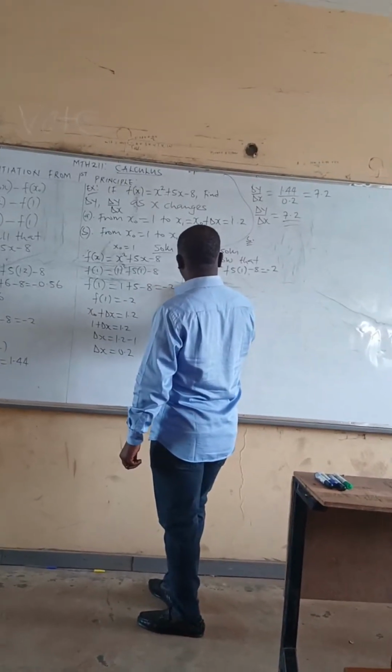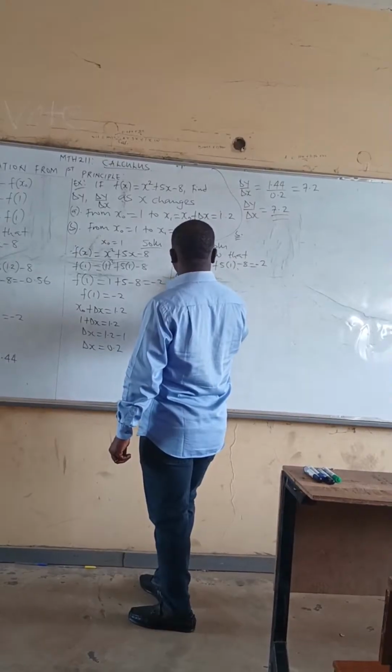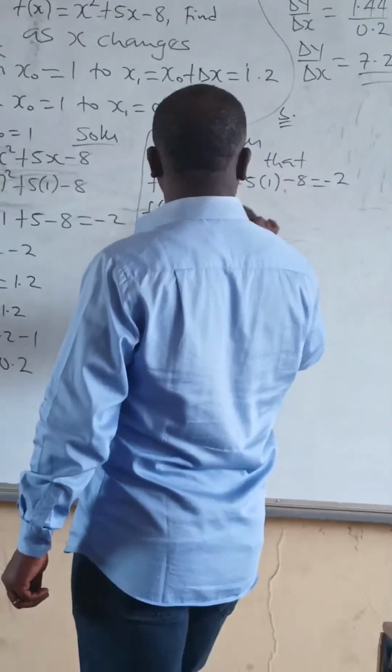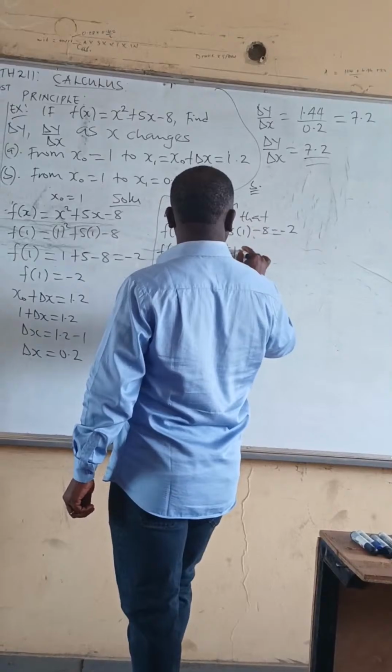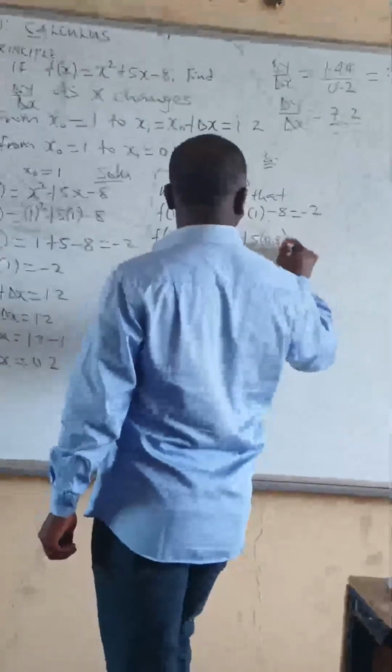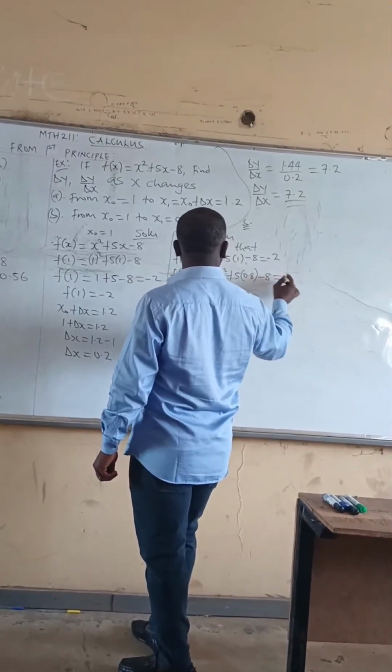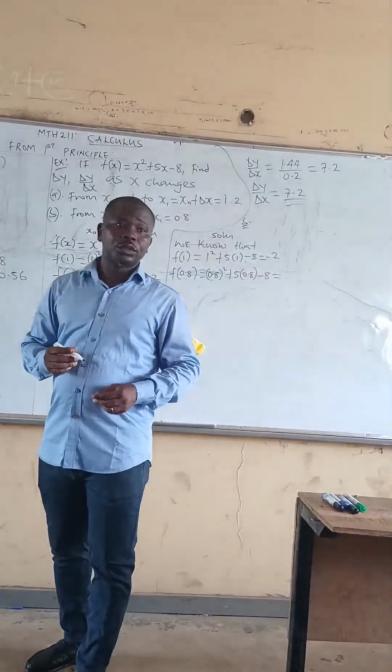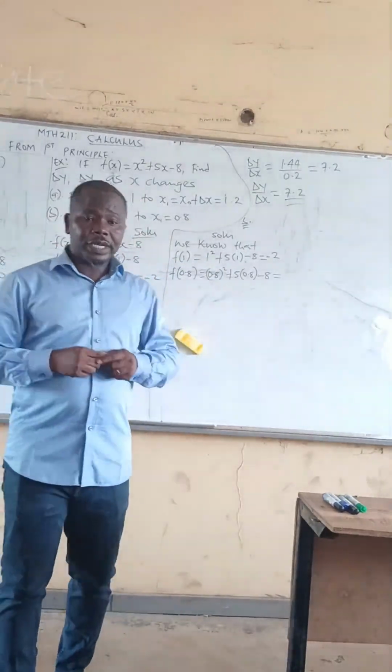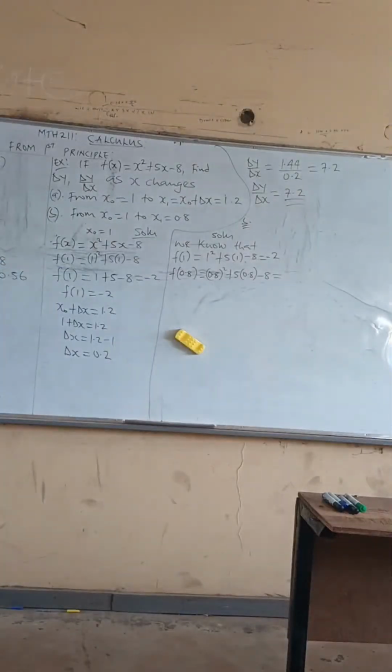Then let's consider f of 0.8. F of 0.8 is 0.8 squared plus 5 times 0.8 minus 8. Yes? Somebody should press the calculator, or I'll just go. What are you supposed to have?